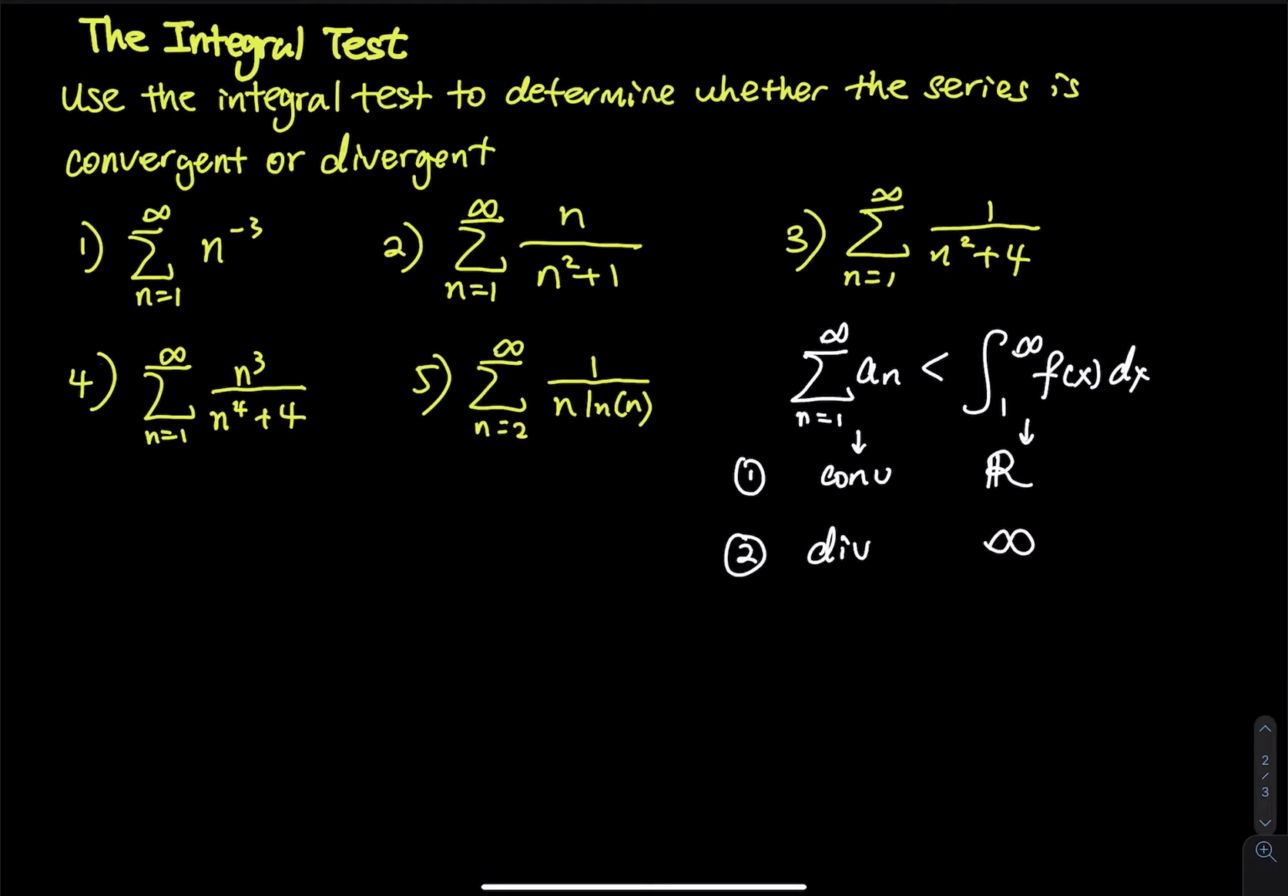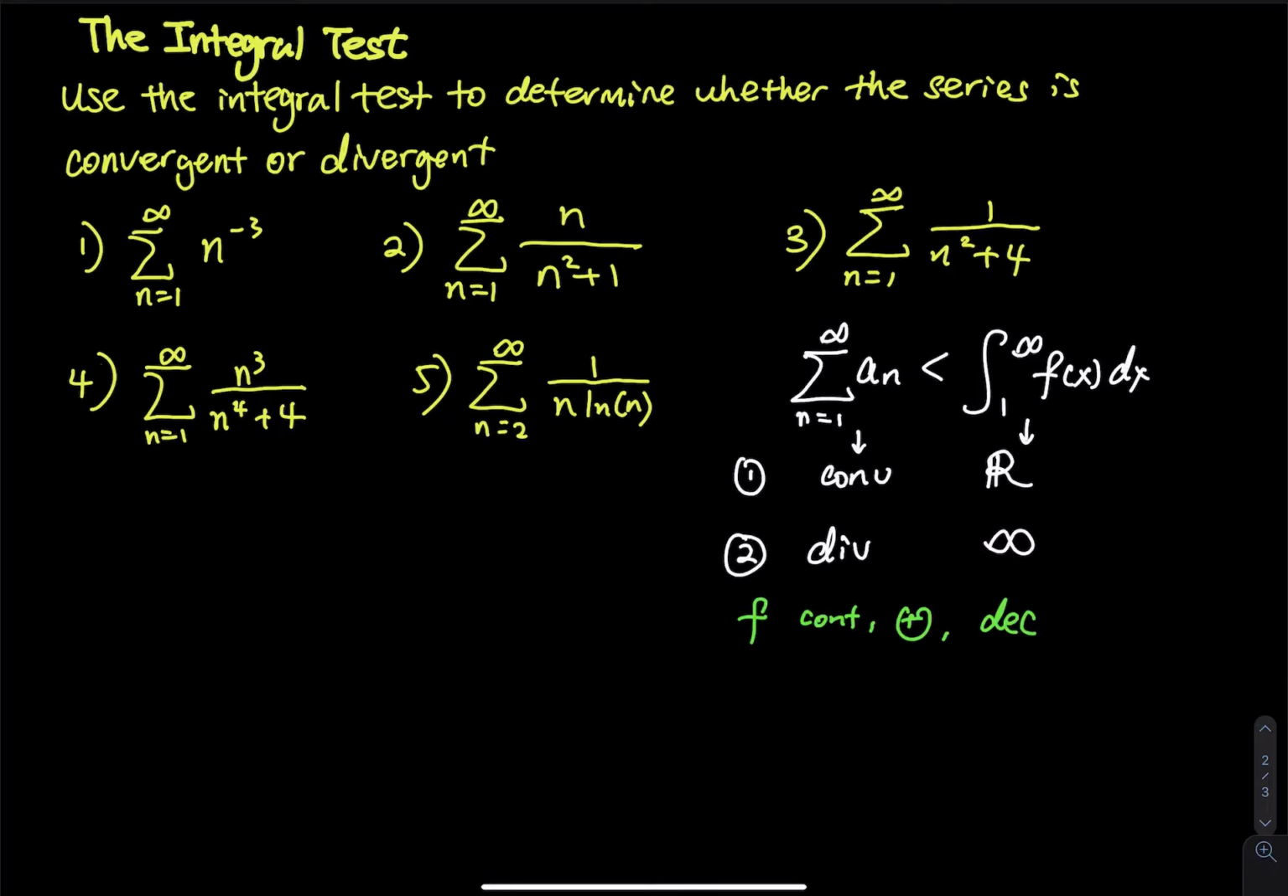All right, so we have to do these 5 problems, and one other thing that you have to know is the function must be continuous, positive, and decreasing. Let's take a look at the first one. We have n raised to the negative 3 power, which is the same as 1 divided by n to the third, right?